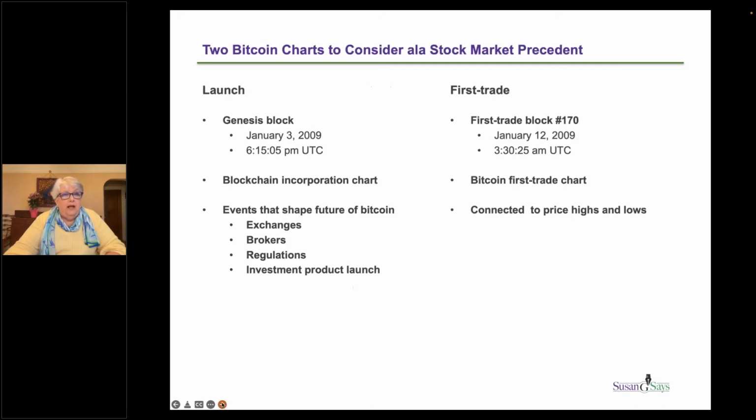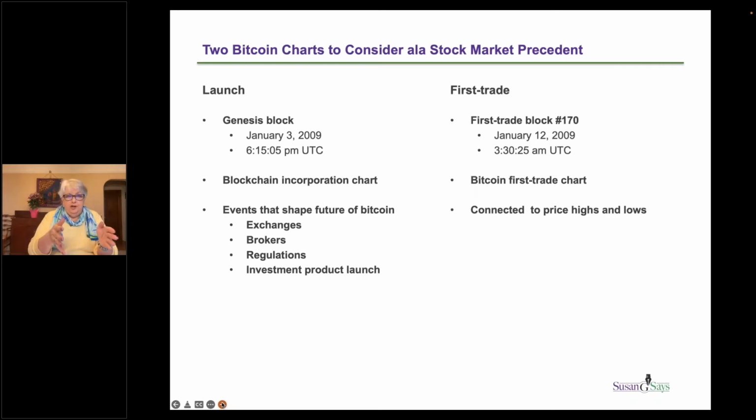So, I wanted to look at two different charts. And this is all based on how financial astrologers have been looking at the stock market for decades. I've applied this to looking at the commodity markets, although in the commodity markets, there's really only a first trade chart. But for this, I think there are two different ones. I think we have to look at the launch chart for the Genesis block, and then take a look at the first trade block, which was 9 days later.